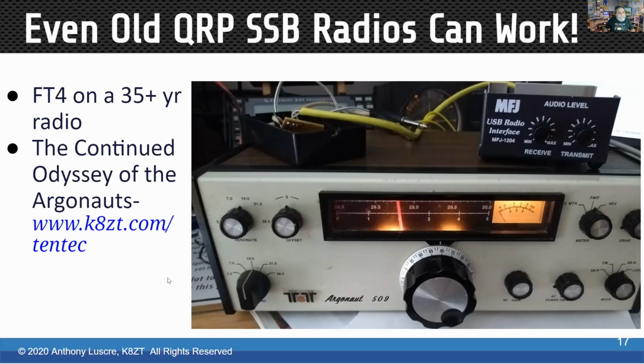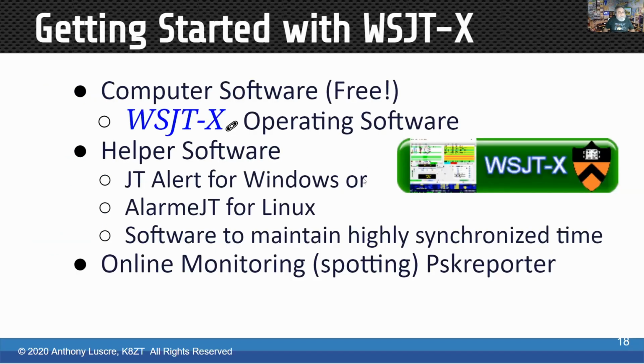making contacts. The software that I'm using is WSJT-X. It's the original software for these modes, and there's other modes in there also. There's also helper software, JT Alert, or Alarm JT for Linux and Macintosh. And there's the online monitoring spotting PSK Reporter, but you don't need to download that. It's just a web service.